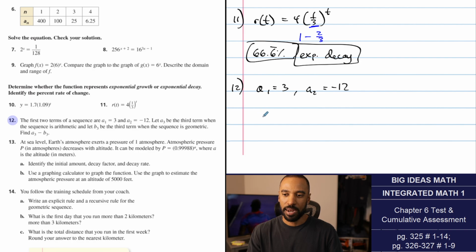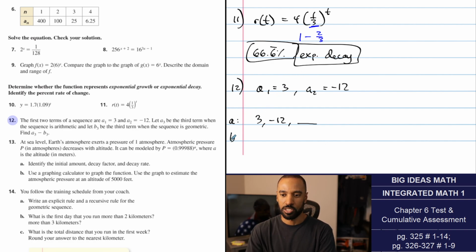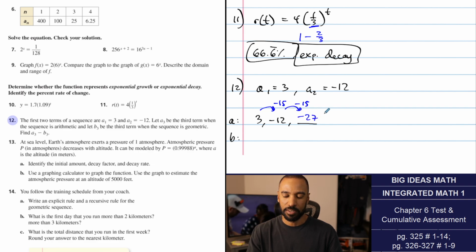If this was an arithmetic sequence, you're looking at a sequence that is, you know, whatever. Well, we only need the third term, huh? So the third term, when it's arithmetic, I'll just say A is this list and B when it's geometric. Here we're subtracting, it looks like 15. So another minus 15 there is negative 27.